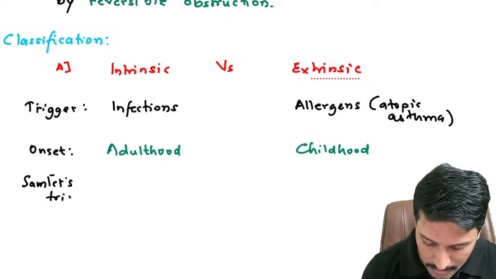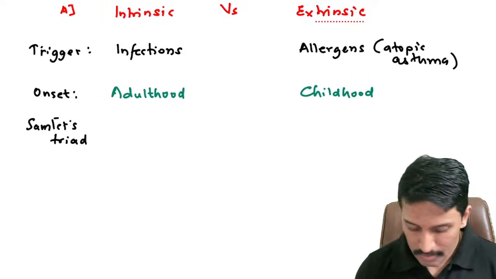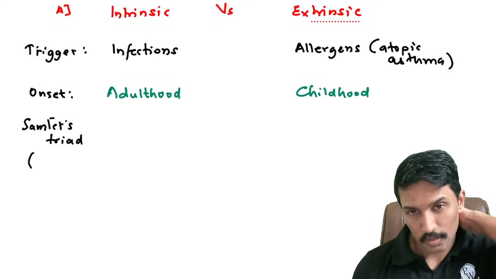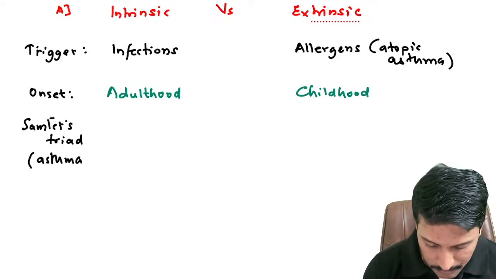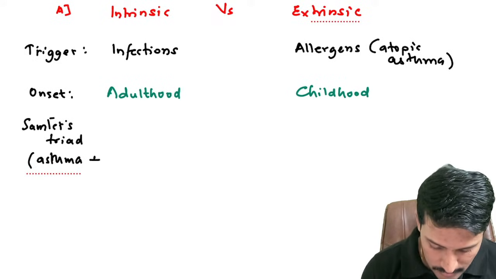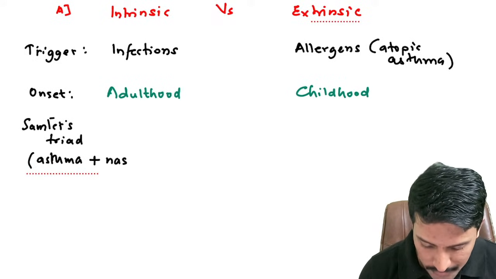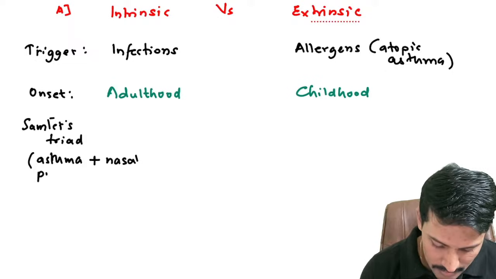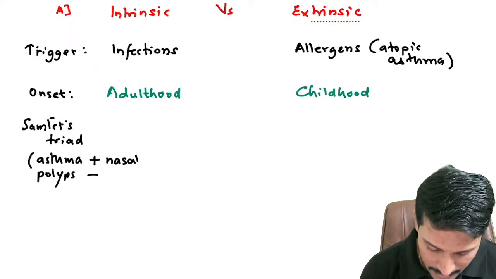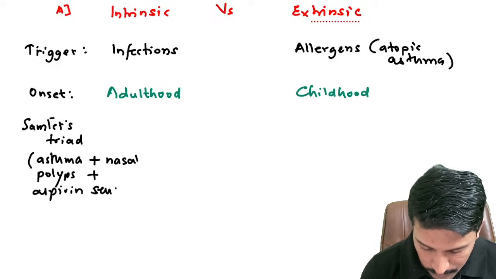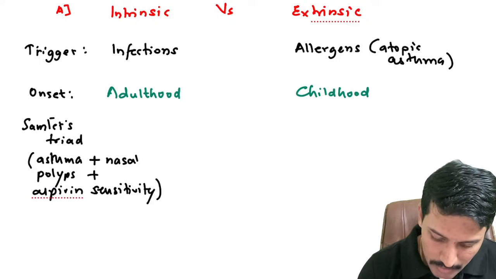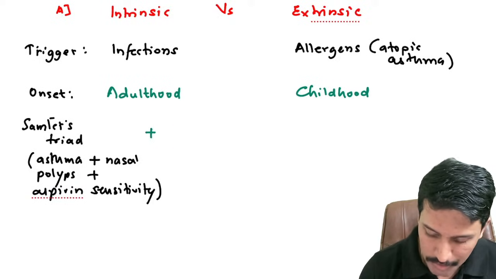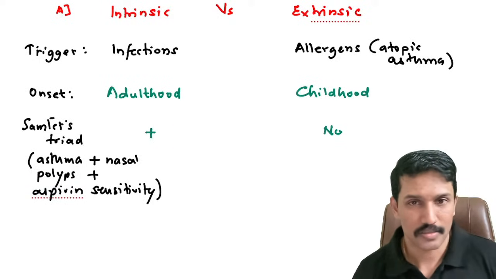What is Samter's triad? Can anybody tell me? Samter's triad comprises three things. What are those three things? One of them is, of course, asthma, plus nasal polyps and aspirin hypersensitivity. Nasal polyps and aspirin hypersensitivity. Samter's triad is typically encountered in intrinsic asthma patients and not in extrinsic.